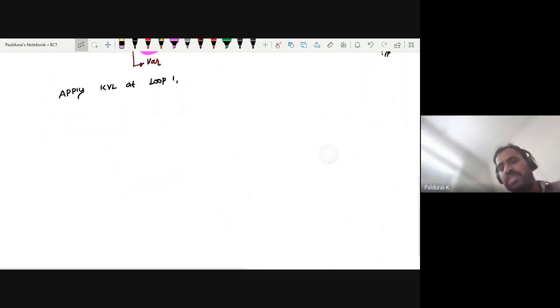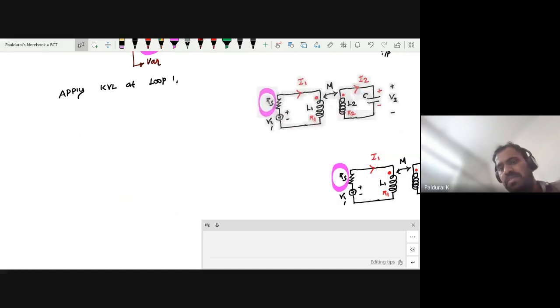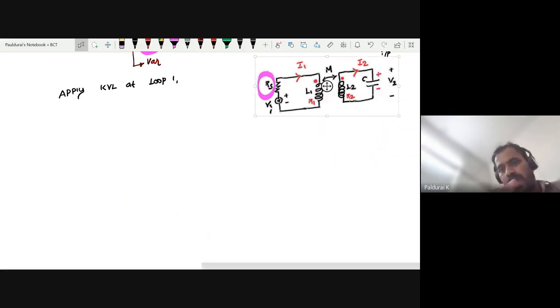First I want to paste it here, then it becomes easy. Okay, apply KVL at loop 1. At loop 1, how many voltages? This is minus V1. Here there is no polarity for the resistor, but always take current entering as positive. Here current is entering, that is I1. So the voltage drop is I1 times Rs. It is plus I1 times Rs.